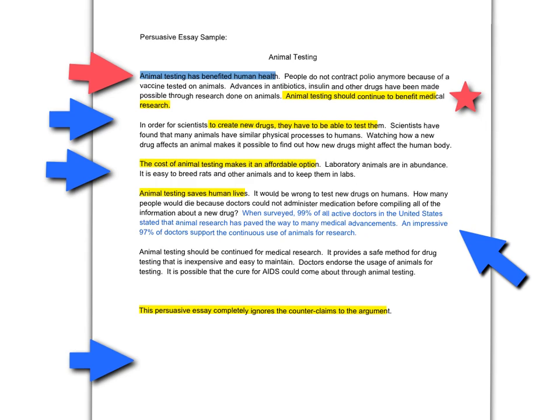The first thing they do in a persuasive essay is, in order for scientists to create new drugs, they have to be able to test them. And they give you information throughout that paragraph on why that would be important.